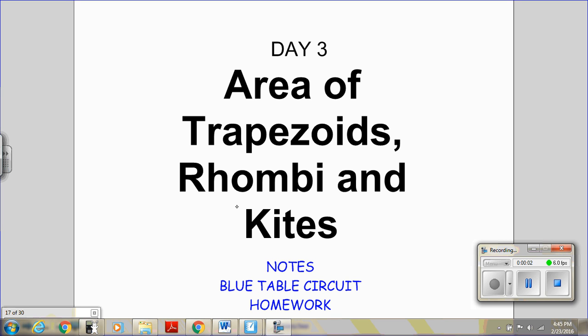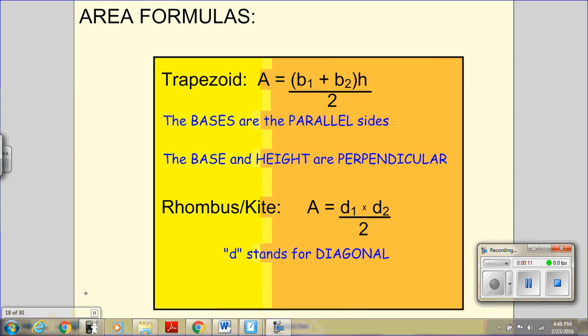Unit 9, Day 3 notes. Today we're going to discuss finding the area of trapezoids, rhombi, and kites. Here are the formulas we're going to need for today.